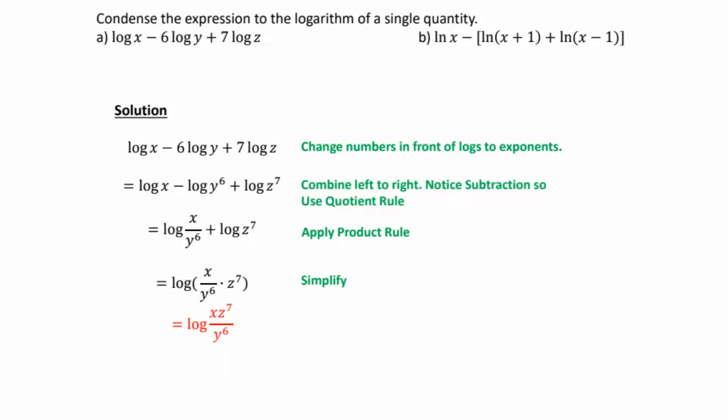So again, I have two logs that are being subtracted from each other. So we have the log of base 10 of x divided by y to the 6 plus log of z to the 7th power. Now I have two logs of the same base that are being added with each other. That's the product rule. So I just multiply x over y to the 6 times z to the 7, which gives me log of base 10 of x times z to the 7 divided by y to the 6. Okay, so that's condensing.